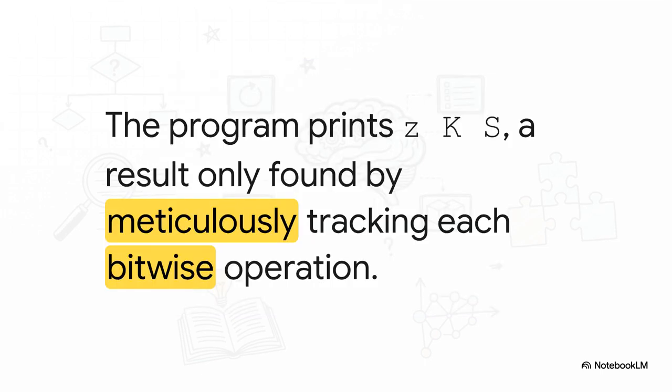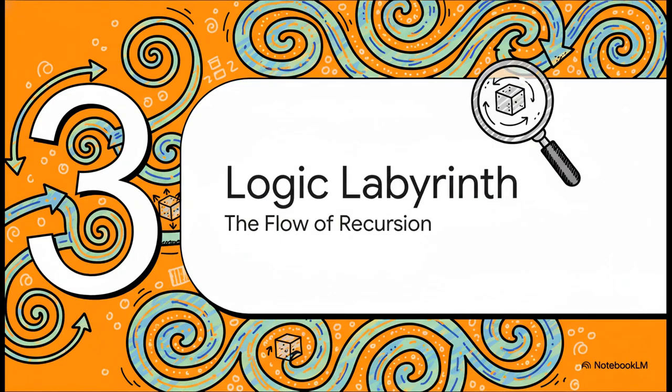And there it is. The final output is ZKS. It's a result you'd never ever get unless you meticulously tracked every single step and remembered the difference between a character and its numeric value. A perfect little examiner's trap. All right, on to the next one.